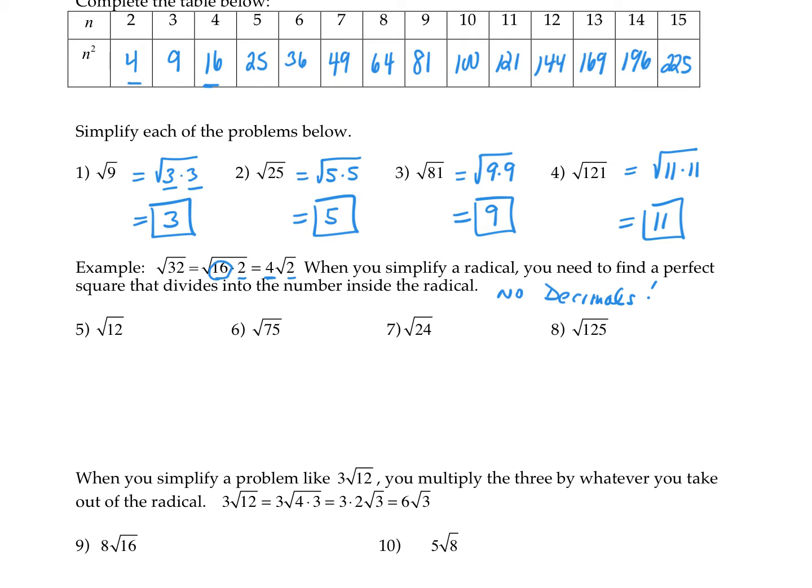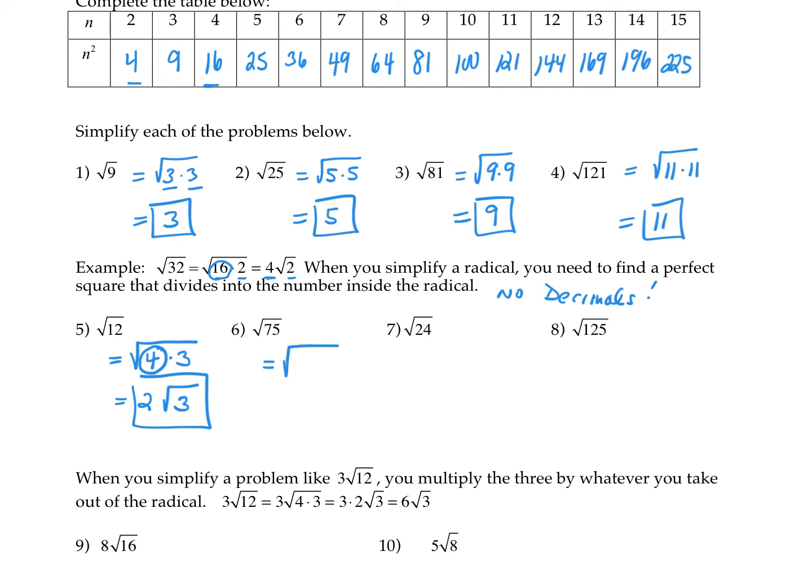Okay, and number 5, we'll factor 12 into 4 times 3. So notice that I've written the radical, square root, right? And then I wrote 4 times 3 inside. Now, I'm in the habit of circling the number that's the perfect square, so you know that that's what we're going to take the square root of. Square root of 4 is 2, and we're left with a 3 inside the radical. So final answer is 2 square root of 3.